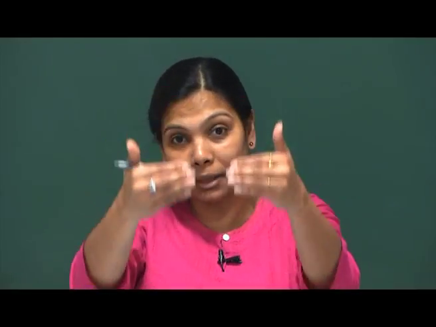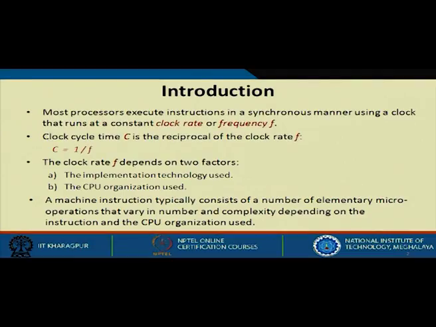So, in turn, we can say that for executing a particular program, we require some set of instructions. Now, to execute those instructions, we require some clock cycles, and ultimately if the clock period is lessened, then the total time required to execute that instruction will be even less. So, these are the two factors on which the clock rate actually depends.